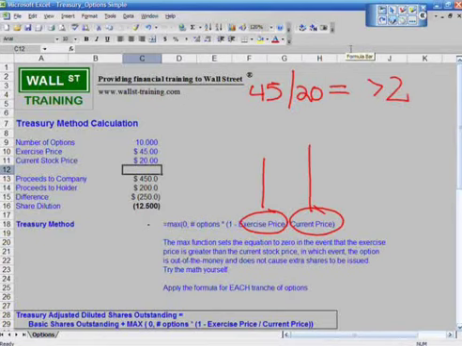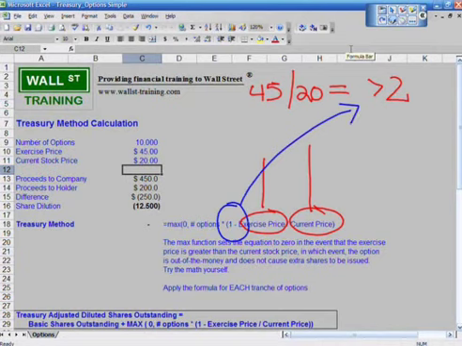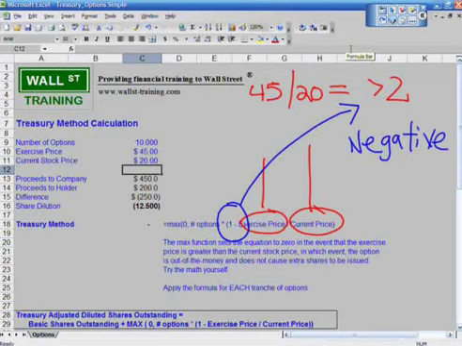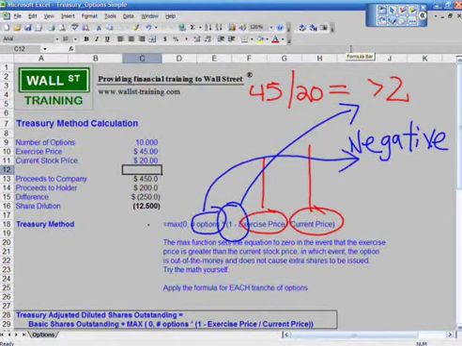Now, if it's greater than 2, or specifically it's a number greater than 1, what are you going to do when you take 1 minus a number greater than 1? You're going to get a negative number. So once you get a negative number and you multiply by the number of options, which is 10 in this case, it doesn't matter, you multiply a negative number by any number that's not negative, you still get a negative number.